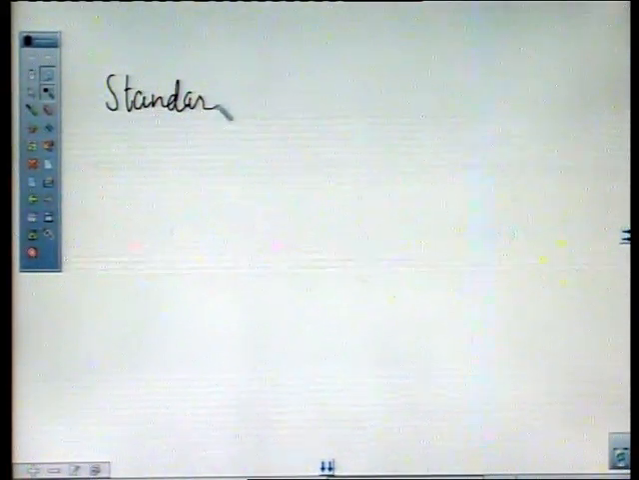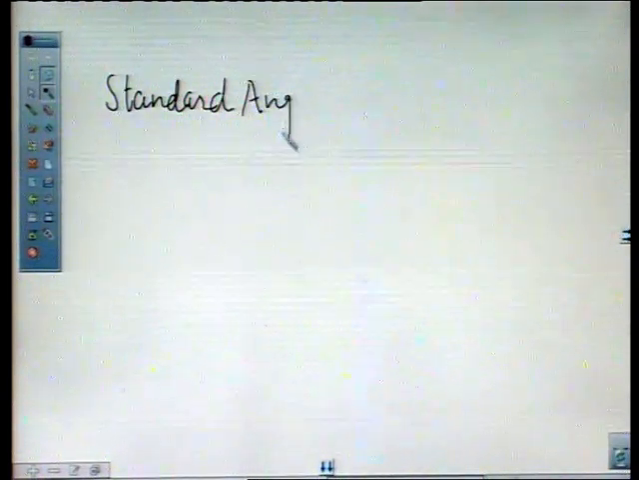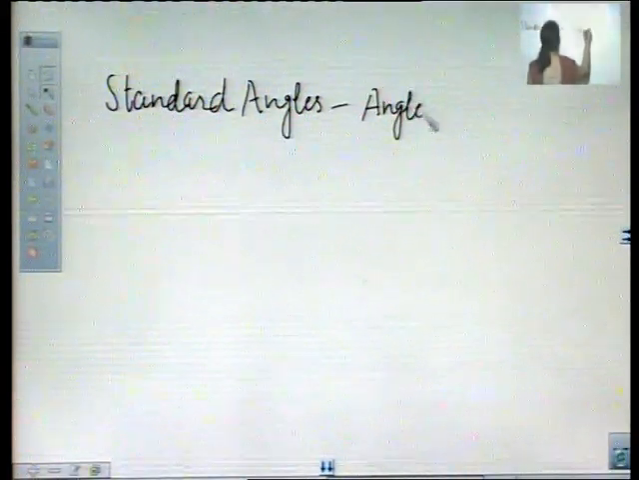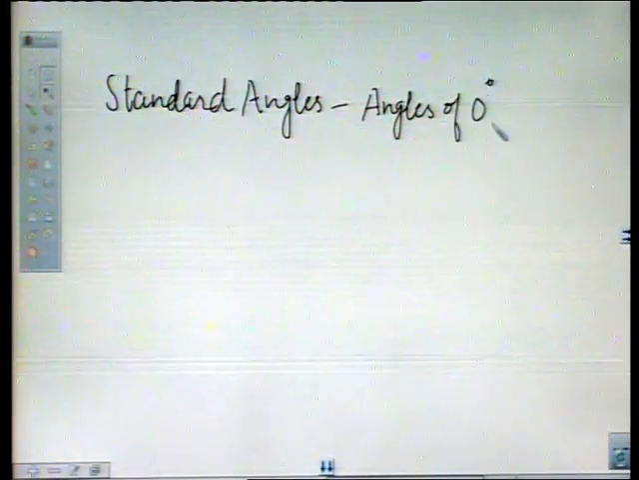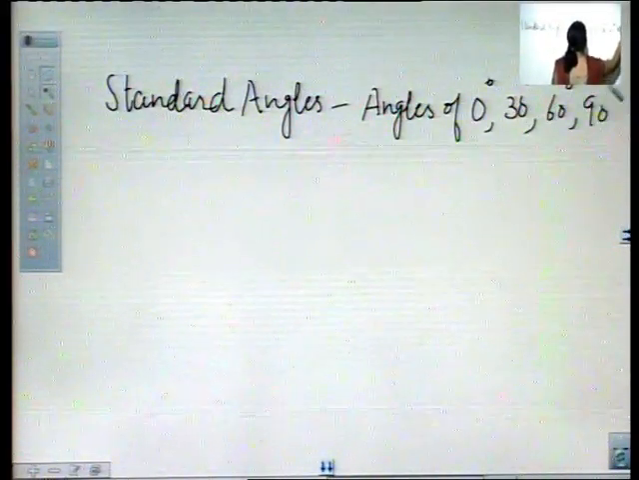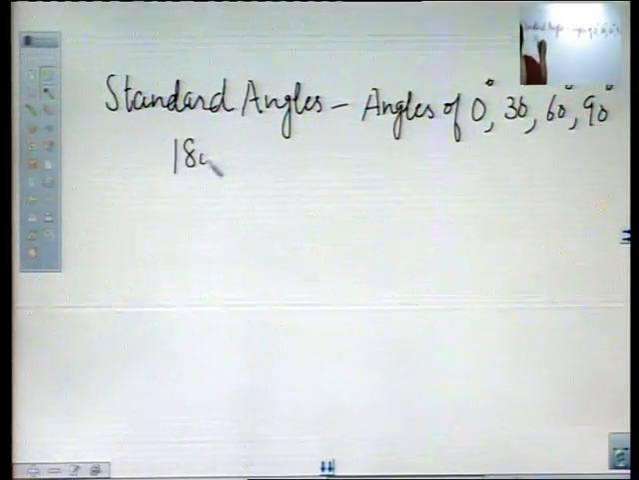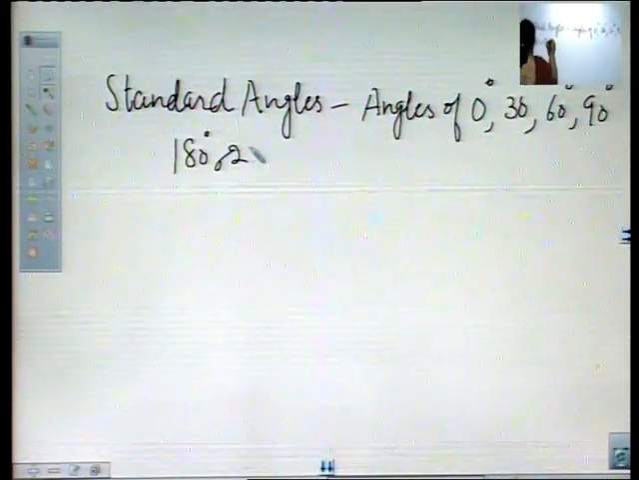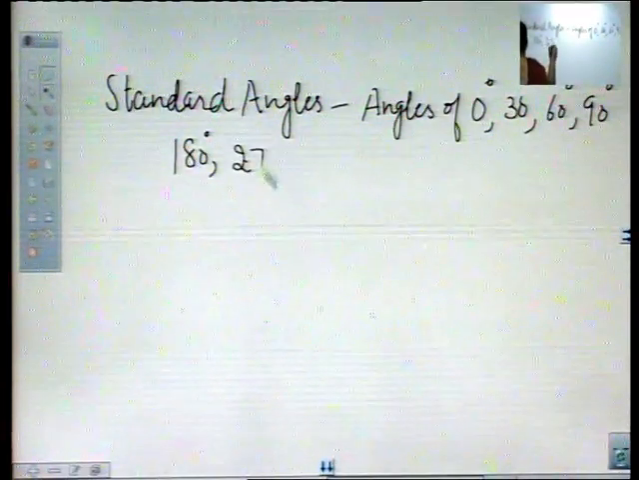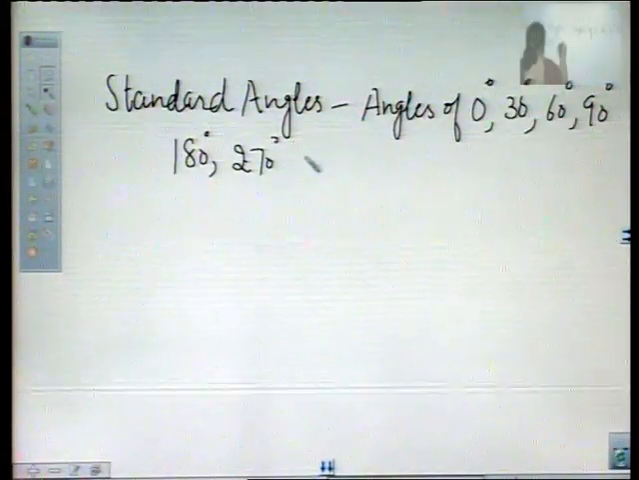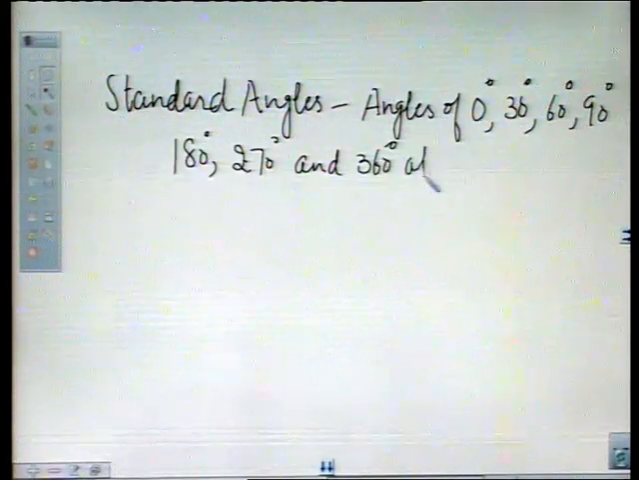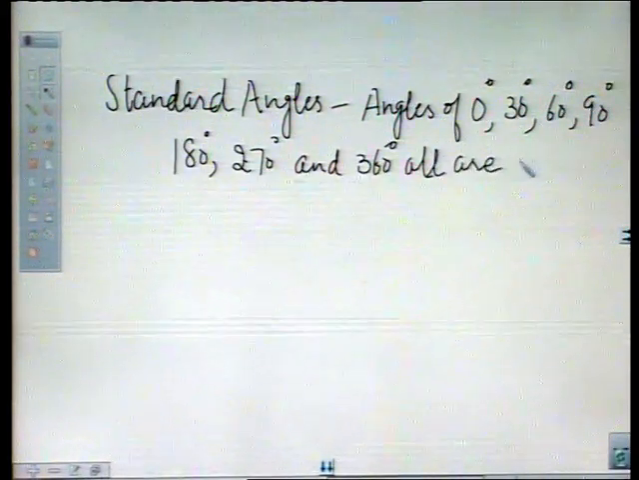Standard angles: the angles of 0 degree, 30 degree, 60 degree, 90 degree, 180 degree, 270 degree and 360 degree, all these are called standard angles.